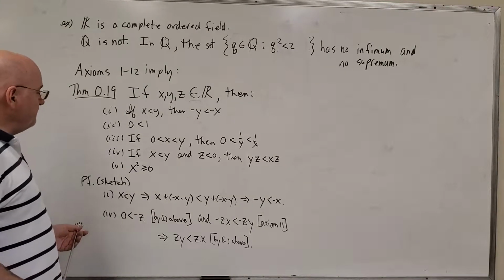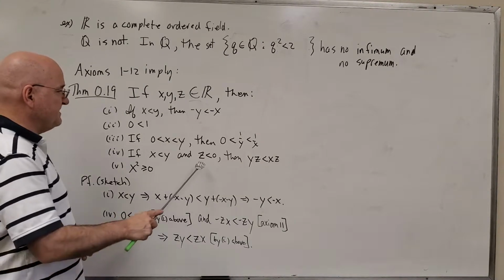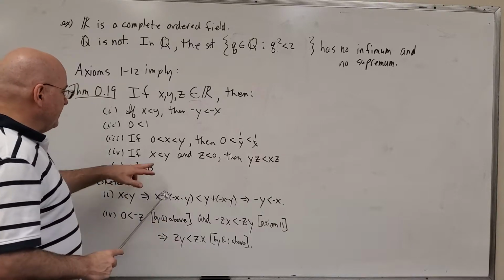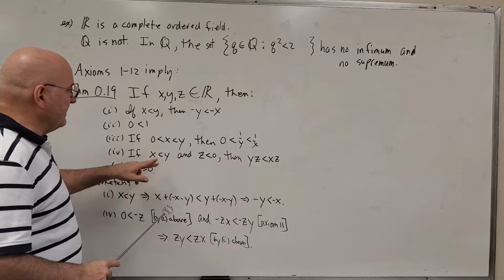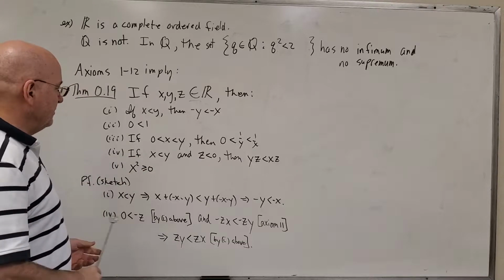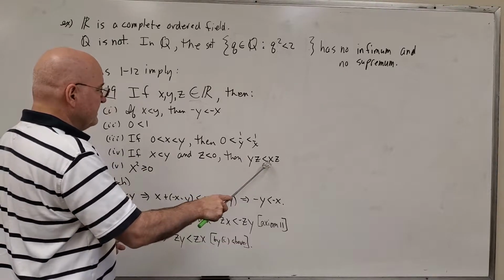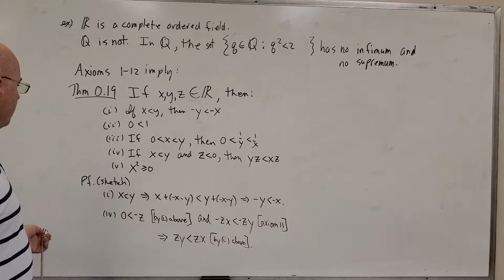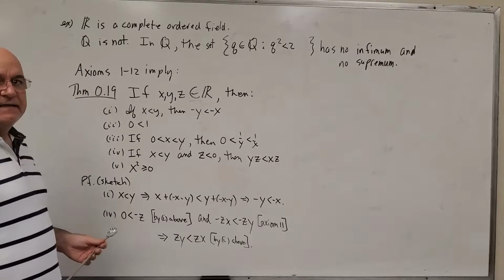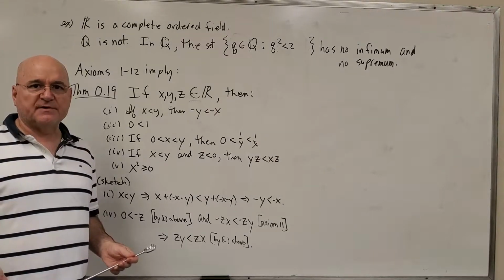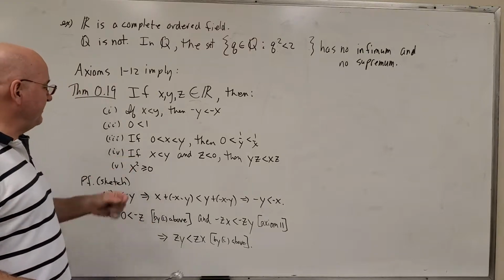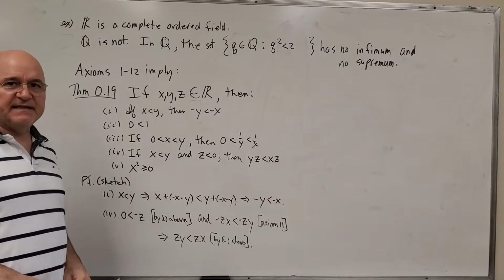Number 4, if x is less than y and z is less than 0, so a negative number, then as we know, when we multiply z by both sides, we have to reverse the inequality, which implies that yz is now less than xz. And last, number 5, x squared is greater than or equal to 0. And again, x was arbitrary, so any real number squared will be at least 0.